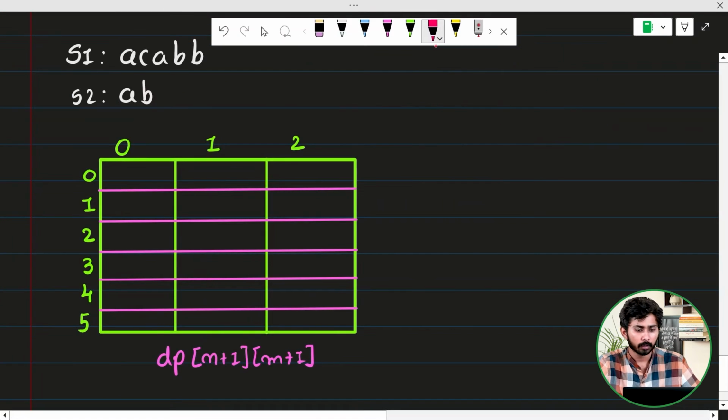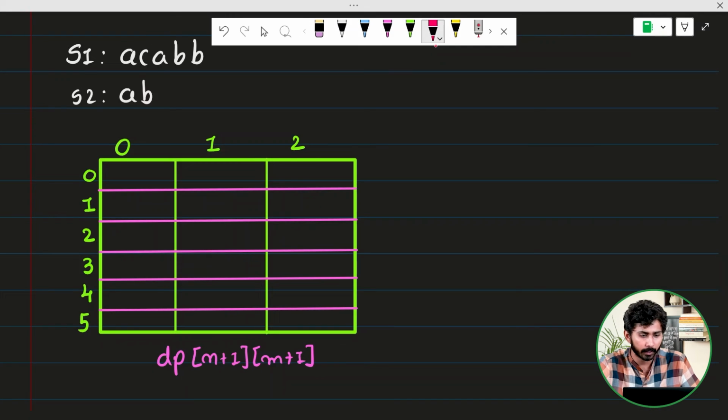So over here, I have drawn the table for this problem that we were talking about, right? So here is our character. So this row indicates S1. So all the characters are indicated over here: A, C, A, B and B. And this is for S2, that is A and B. It represents the characters over here.